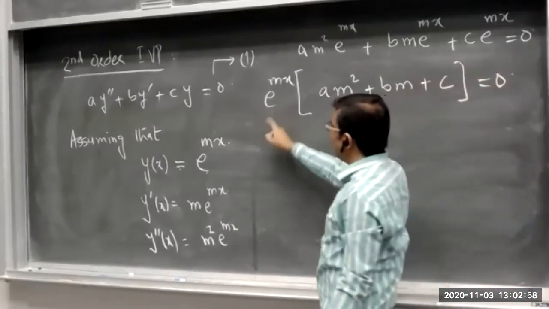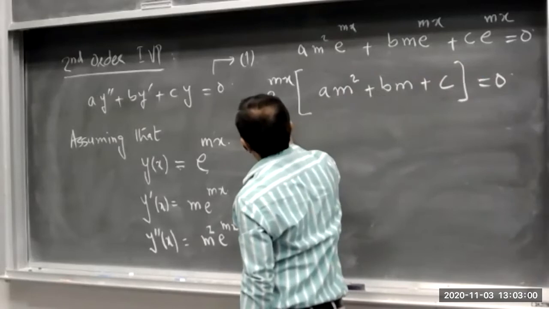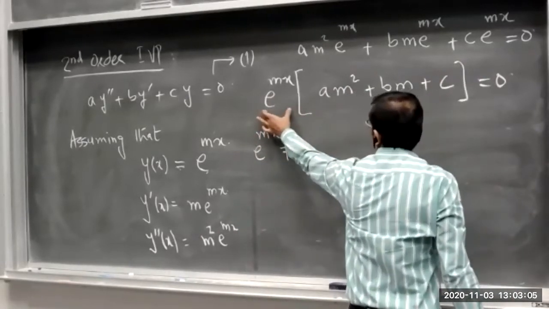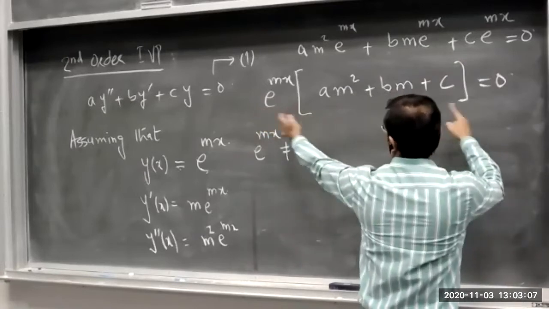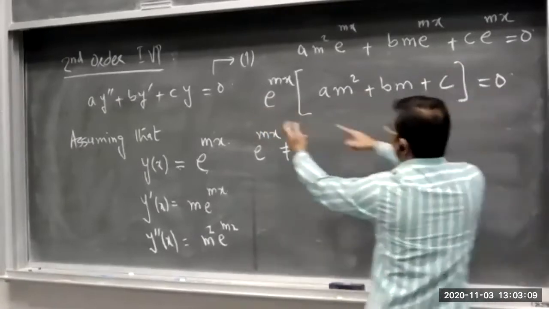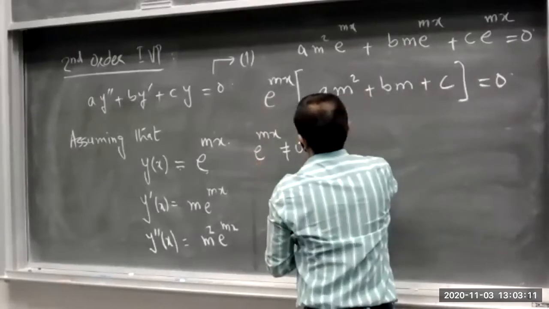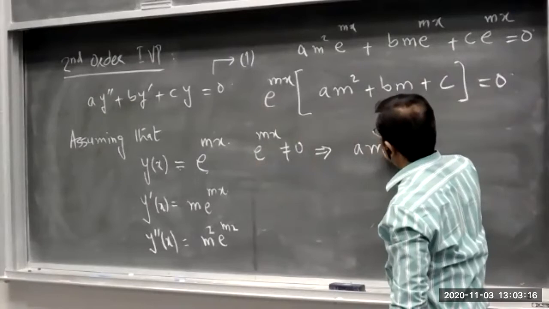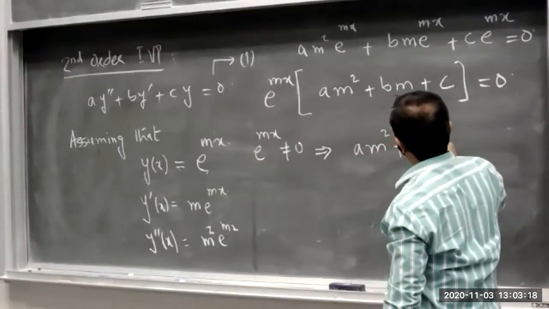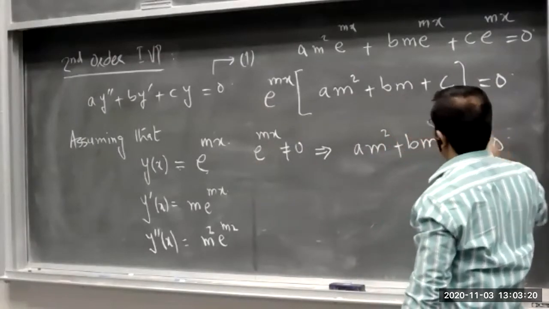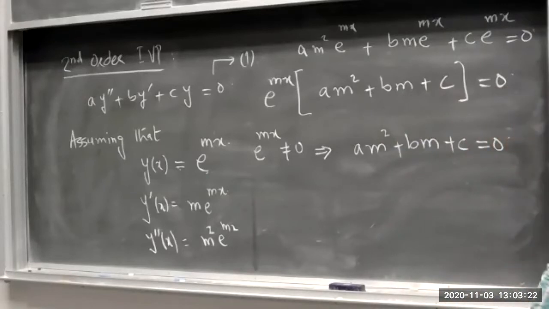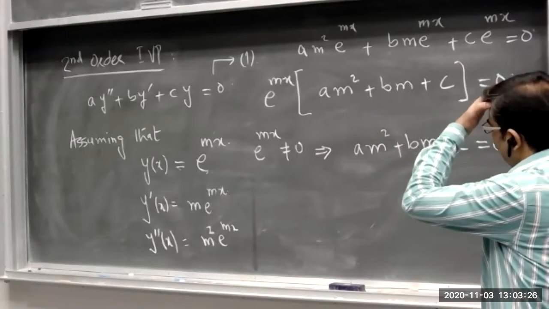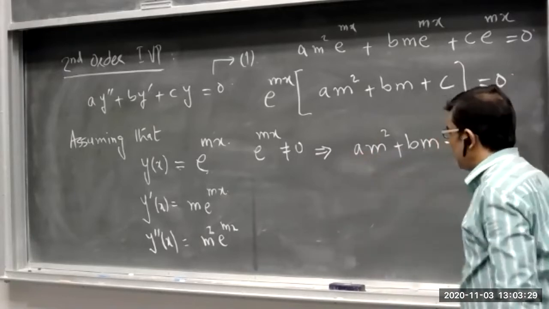Now this thing, e raised power mx, is never 0, because the product of these two factors, this factor and this factor, is equal to 0. One factor is not equal to 0, so what does this imply? That this factor must be 0. So am square plus bm plus c equal to 0. This is a quadratic equation, a polynomial equation basically, with unknown m.